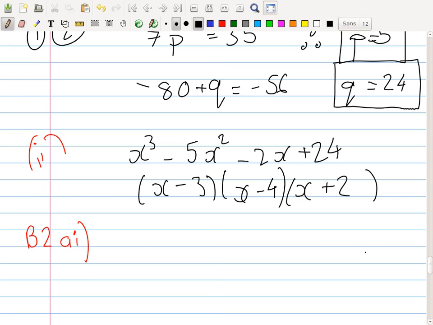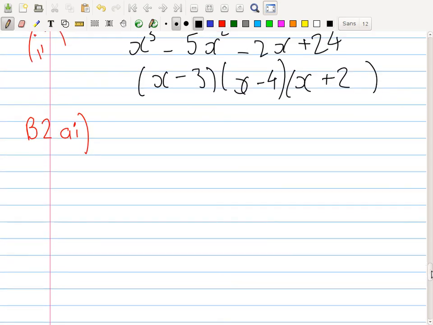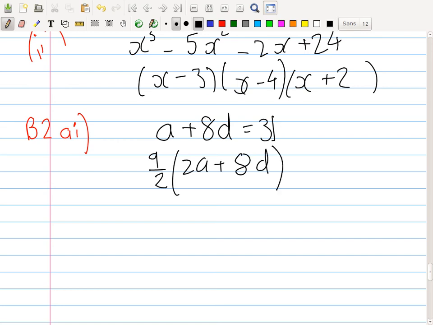Okay. Are we ready for our question 2 now? AP and GP. The 9th term of an arithmetic progression is 31, so a plus 8d equals 31. And the sum of the first 9 terms is 171. What's the formula for sum? It's n over 2, 2a plus n minus 1 d. Isn't that right?